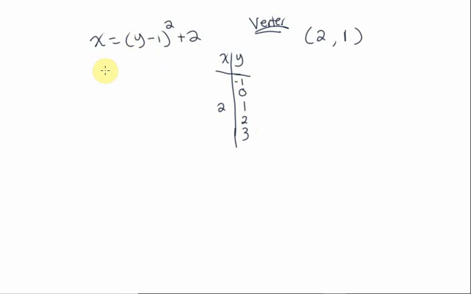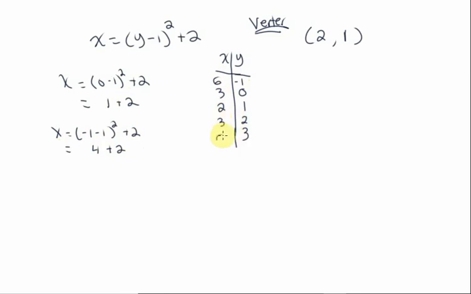So if I plug a 0 in there, x equals 0 minus 1 squared plus 2. We can probably do this pretty easily, right? 0 minus 1 is -1. Squared is 1. 1 plus 2 is 3. Okay, let's do -1. X equals -1 minus 1 squared plus 2. -1 minus 1 is going to be -2. -2 squared is +4. 4 plus 2 is 6. All right, let's see if we get the symmetry. Let's see if we get 3 and 6.